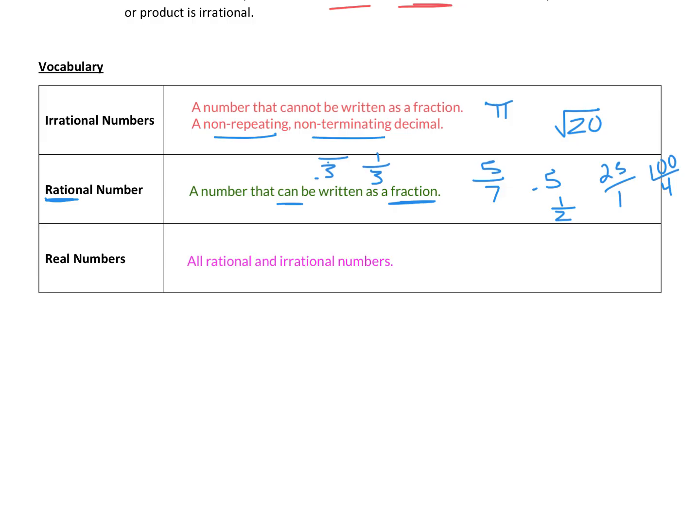Our next word is real numbers. Real numbers are all of your rational and irrational numbers, which we just covered in the first two words. So all of these examples that we were writing down, those are all real numbers. Real numbers can be rational, real numbers can be irrational.